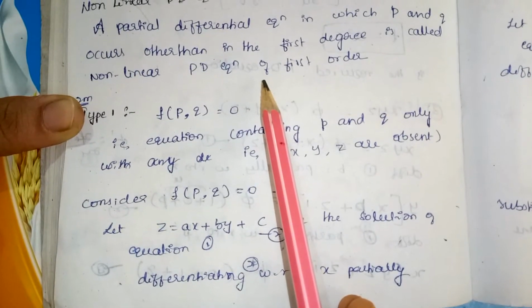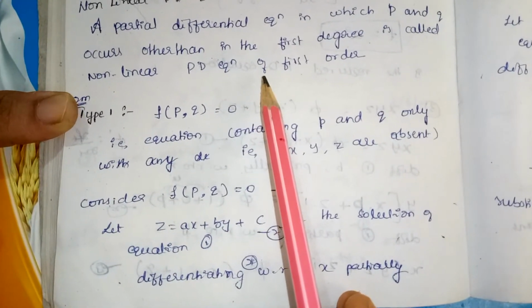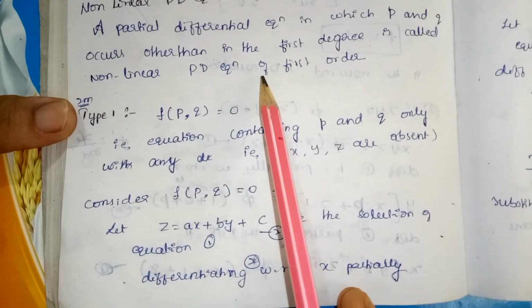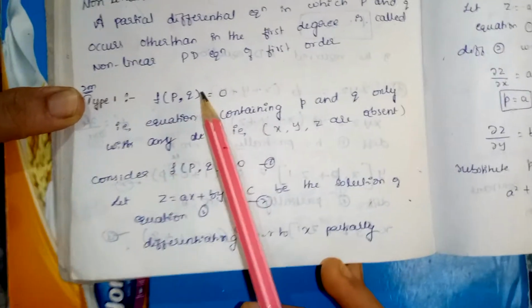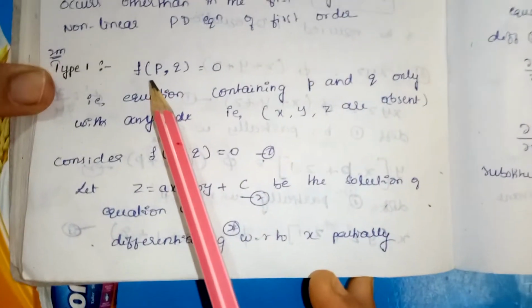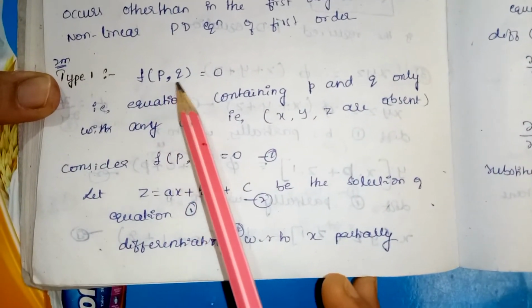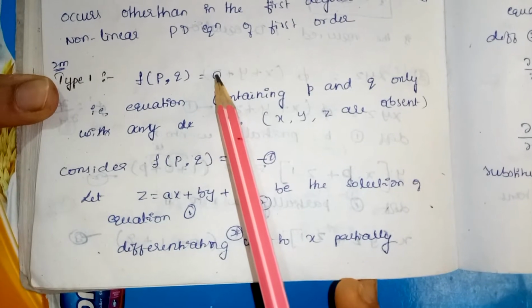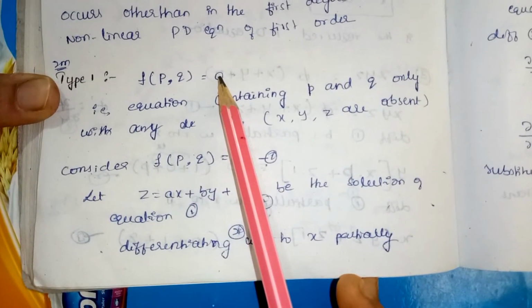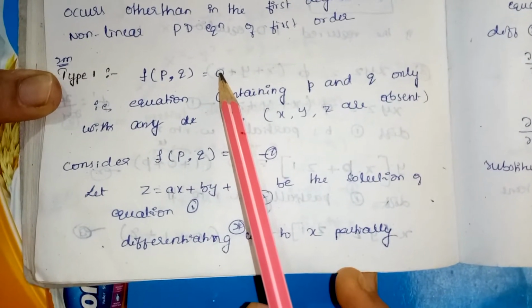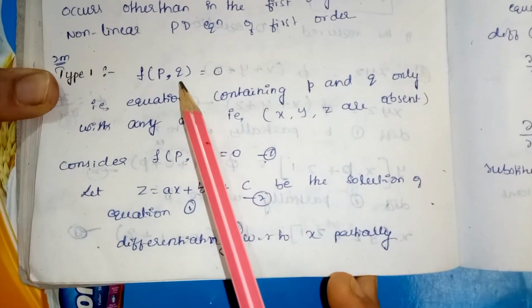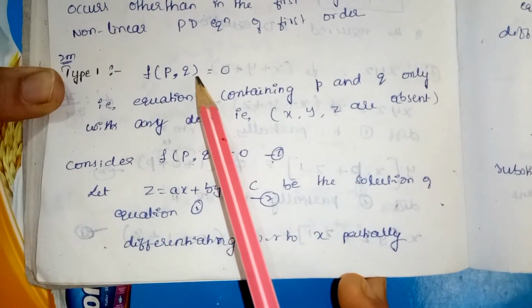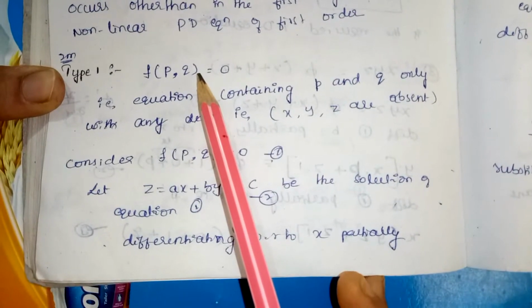There are different types of non-linear partial differential equations. Under this, first we study type 1. Type 1 is an equation of the form f of p comma q is equal to 0. This is a non-linear partial differential equation. Next we go for how to solve this type of equation. Observe this, in this equation only p and q are present; x, y, z are absent.